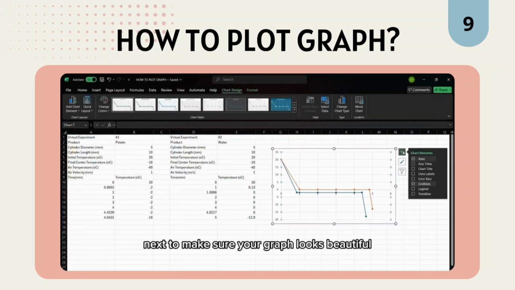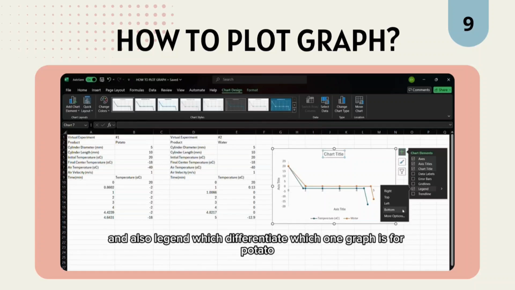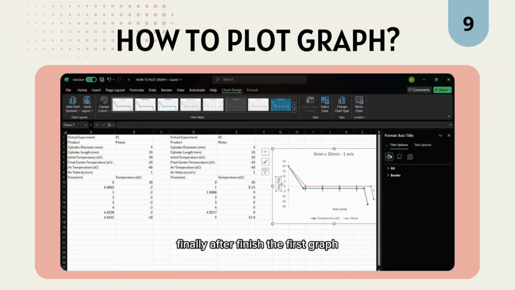Next, to make sure your graph looks good, you can put the chart title, the x-axis title, the y-axis title, and also a legend, which differentiates which graph is for potato and which one is for water. Finally, after finishing the first graph, you can repeat the same steps for the next experiments to make new graphs from experiment 2 until 6.